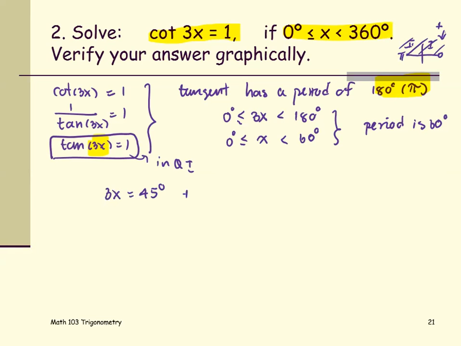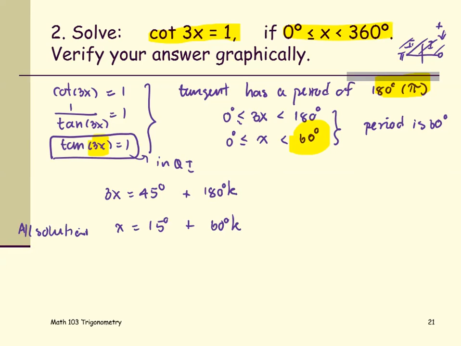As a general version, 3x equals 45 degrees plus a multiple of the original period, which is 180 degrees, multiplied by k. When you solve for x, we have x equals 15 degrees plus 180 divided by 3, which is 60 degrees, times k. That turns out to be the same number that we analyzed at the beginning. This one is in the form of the all-solution of this problem.